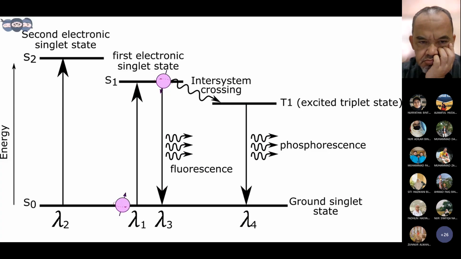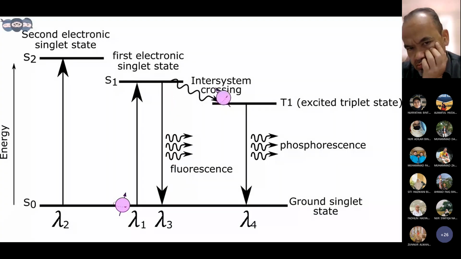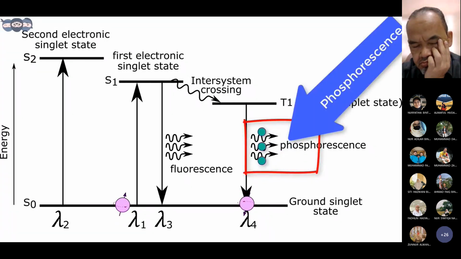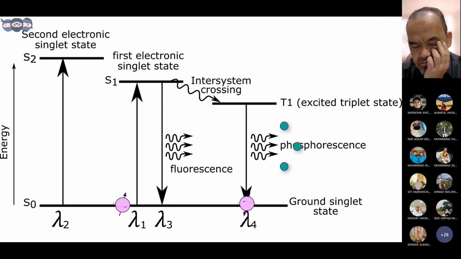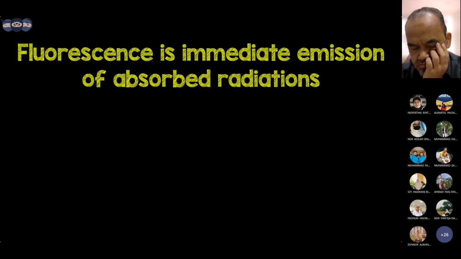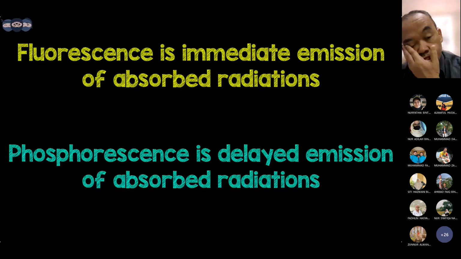Sometimes, electrons, instead of transitioning from first electronic singlet state to ground state, go to first excited triplet state. They stay there for some time before transitioning to the ground singlet state. This transition is accompanied by emissions being released. This phenomenon is called phosphorescence. Even phosphorescence helps one perform analysis of an analyte. Fluorescence is immediate emission of absorbed radiation, whereas phosphorescence is delayed release of absorbed EMR.